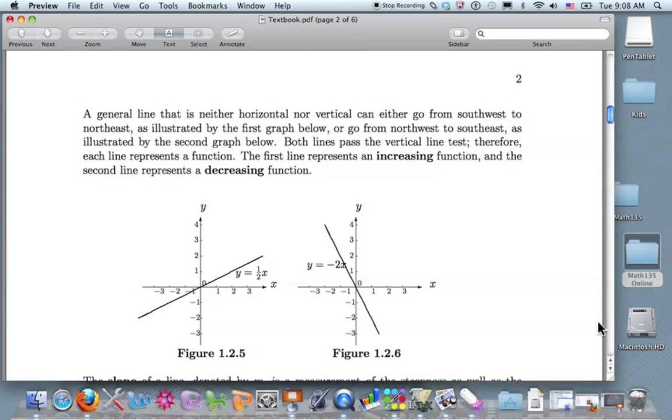In general, we have 2 types of lines other than the vertical and the horizontal. We have tilted lines. If it goes in this direction, it's increasing and has a positive slope. Otherwise, we have a negative slope corresponding to a decreasing function.